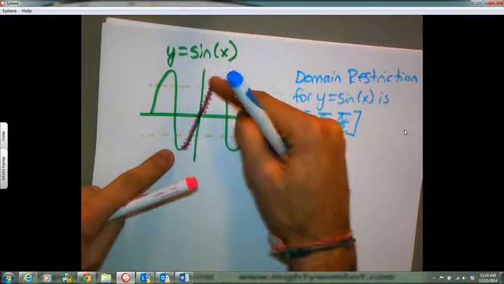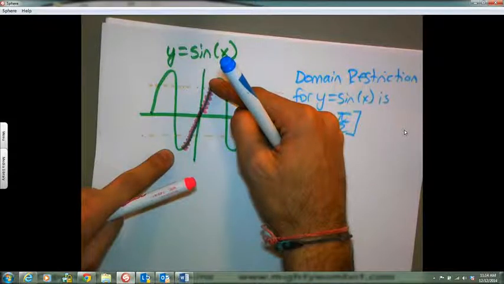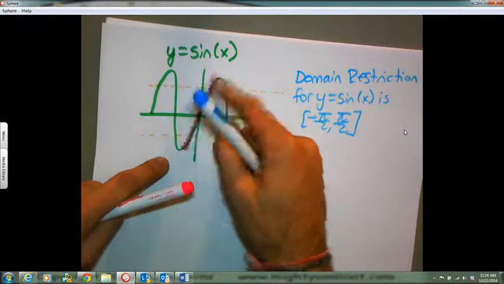Why do you need to add that? Because I need to get all the y values, I can't just pick the positive ones, right? So I need to have the negative y's also.